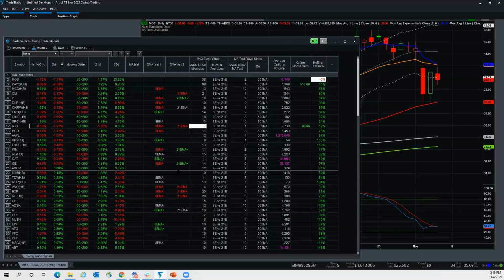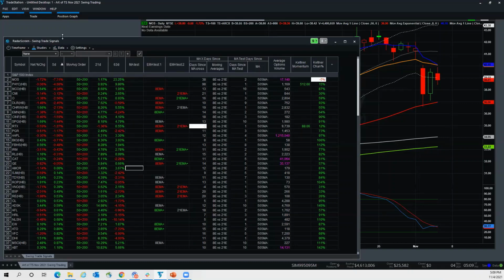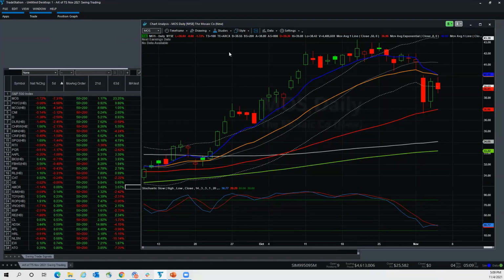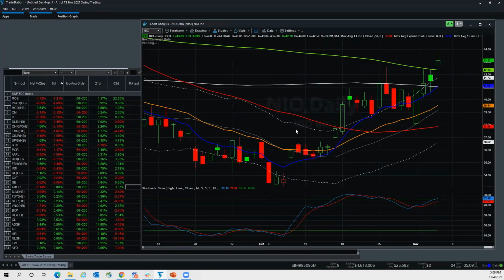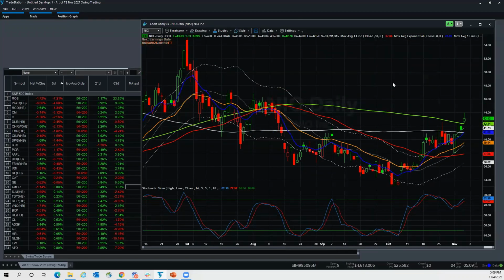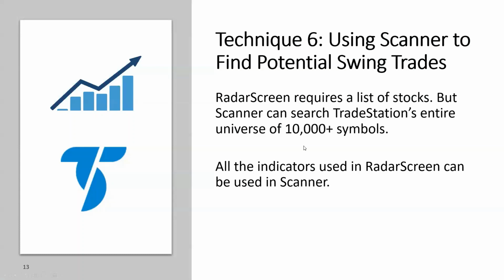Now, anyway, radar screen requires that you give it a list. It has a bunch of built-in lists like S&P 500, NASDAQ, but still, Tesla wasn't in the S&P until recently, and some other interesting stocks are not in the S&P. Like NIO, one of the top traded stocks often on TradeStation, is not in any index. So what do you do? You can use Scanner as well. The thing about Scanner is I cannot share it with you. I need to build it, and I'm going to show you right now how to do that.